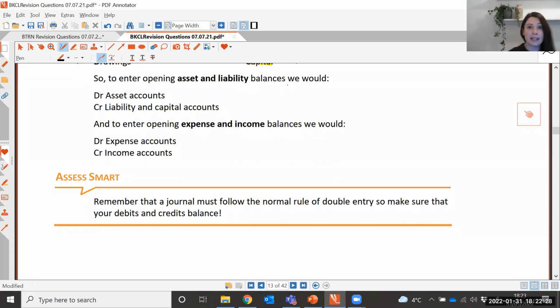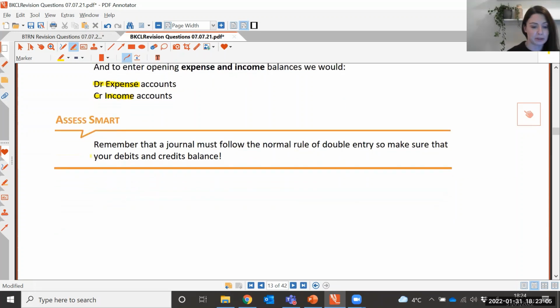Okay, so if it's opening balances, so if it was an asset account, we would debit the account. It would fall onto the dead side. If it was a liability account, we would credit the account. If it's an expense account, such as rent, telephone, we would debit the account because it falls onto the dead side. And if it's an income account, it would fall onto the click side, so we would credit the account.